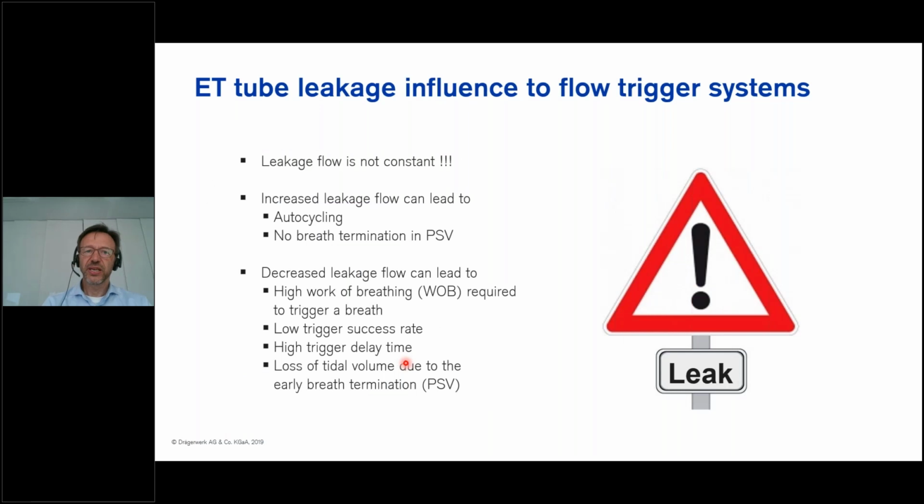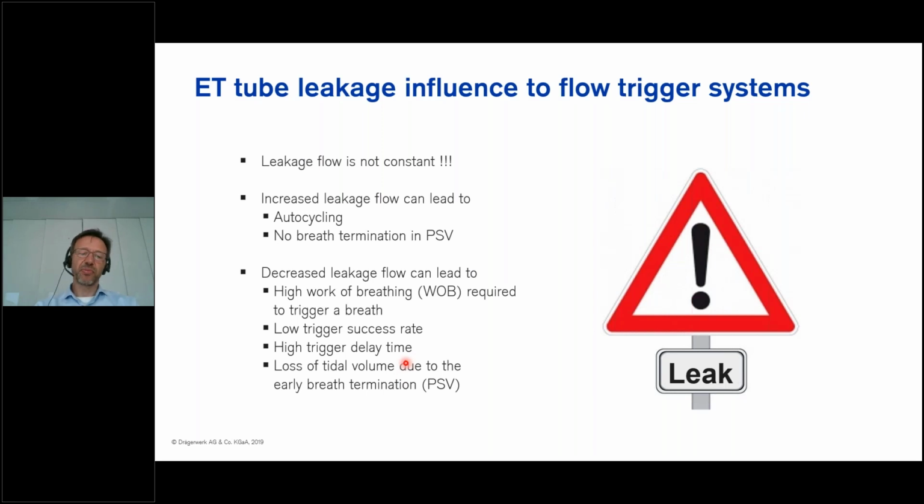Okay, ET tube leakage. We now know how ET tube leakage can be detected. However, ET tube leakage is not constant all the time. In fact, it is changing a lot. It is changing with the position of the ET tube in the trachea. It is changing over time because the patient is growing and also the trachea is growing. It is changing over time because the patient is moving and all of this. So a leakage flow is never really constant over the longer time.